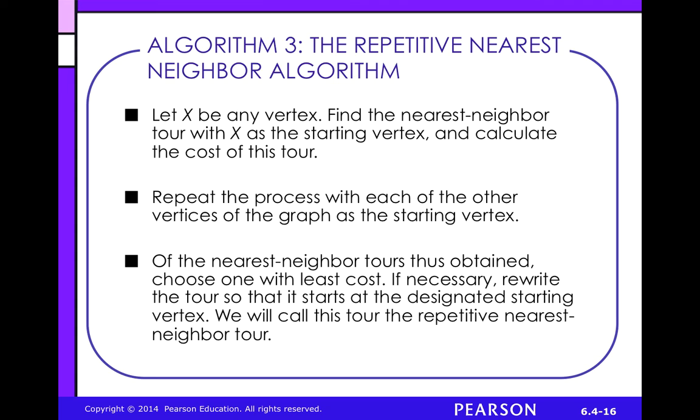So here's a formal description of the repetitive nearest neighbor algorithm. Let x be any vertex, find the nearest neighbor tour with x as the starting vertex, and calculate the cost of this tour. Do the same thing for every other vertex in the graph. So if there are n vertices in the graph, you will get n different nearest neighbor routes. Of all of the nearest neighbor routes you obtained that way, choose the one with the least cost. If there's more than one, it doesn't matter. Just choose one of them with least cost. And if necessary, rewrite the tour so that it starts at the designated starting vertex. And that tour is the repetitive nearest neighbor tour.